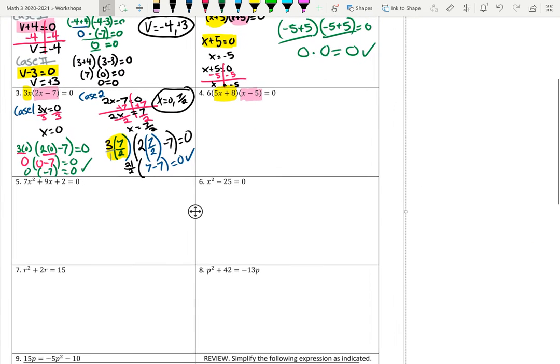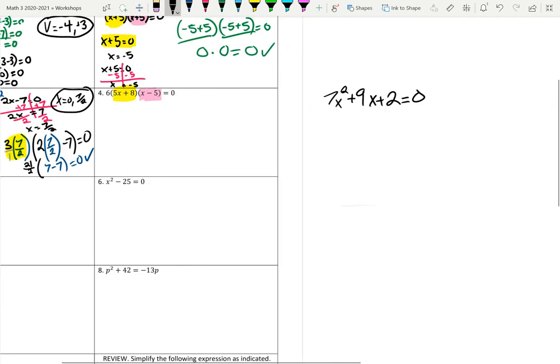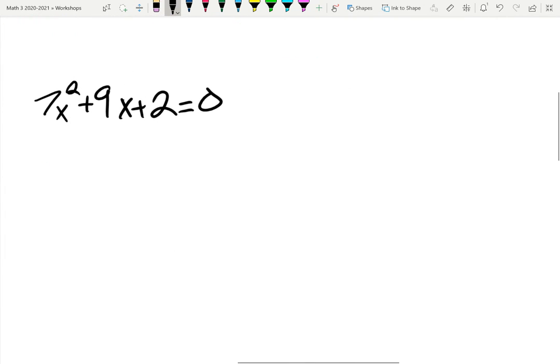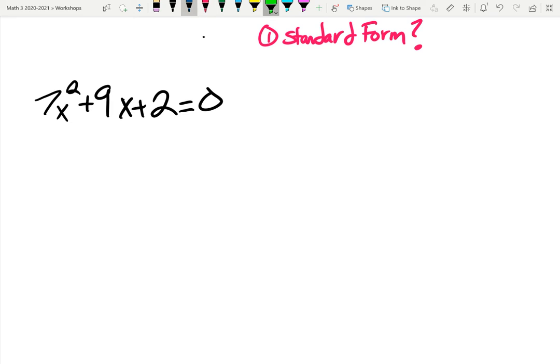So for number 5, I would definitely recommend having paper nearby or a whiteboard. The idea behind this is that 7x squared plus 9x plus 2 is equal to 0. So there's a couple of things I immediately check. Is it in standard form? And the answer is yes, it is in standard form. If it wasn't in standard form, I would have to use inverse operations to make sure that it is equal to 0. I also want to check that a is positive, and then stuff equal to 0.